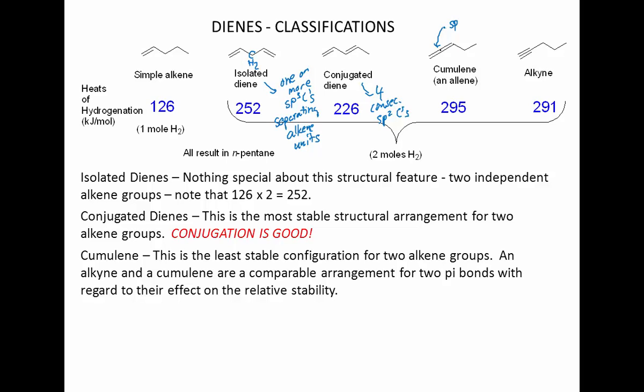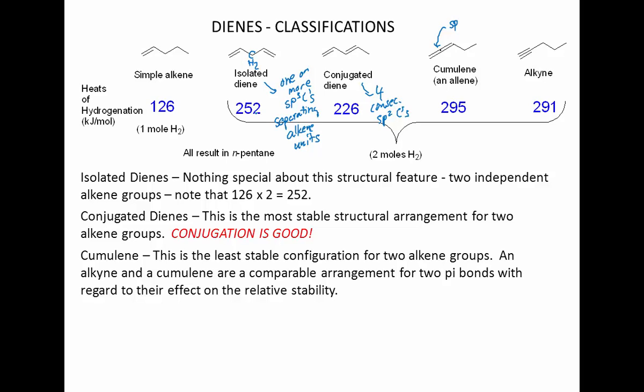But what we see when we move to the conjugated diene is that there's some significant stabilization. Okay? The heat of hydrogenation for the conjugated diene is substantially lower than it is for the isolated diene. And for the cumulene, we see just the opposite trend. This number here is much higher than this number, so there's destabilization. The cumulene is actually comparable in its stability to the alkyne.